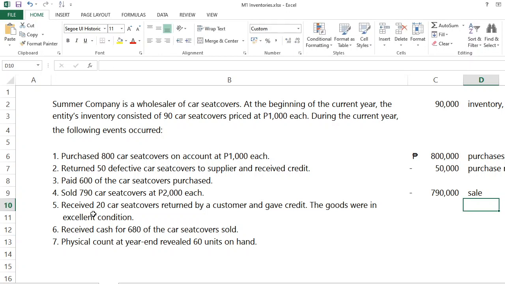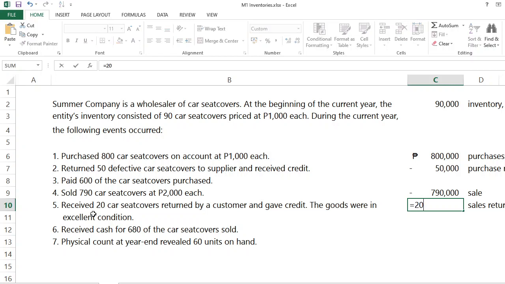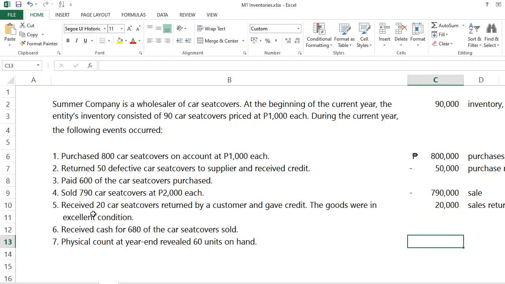And then, sales return. Nabalikan ta og 20 kabuok. So, that's add. And that is 20 times 1,000. Basically, that's 20,000, right? And then, we have received cash and then may physical count. So, ang iyang pangutana, pila ang cost of sale? Pila ang ato ang nabaligya? Ay, basically, ito lang. 790 minus 20 ang cost sa atong nabaligya.